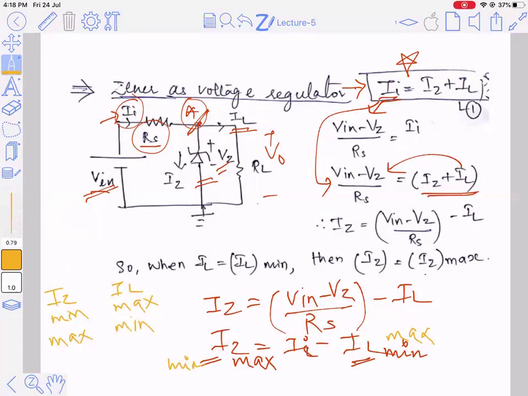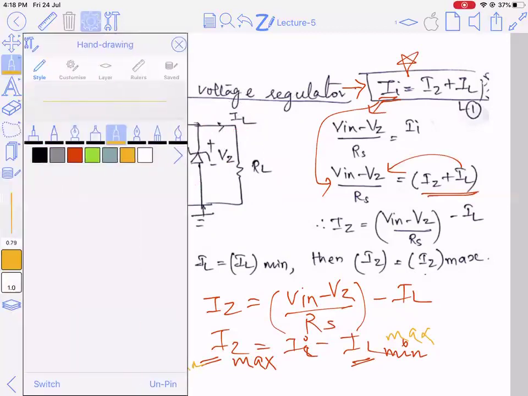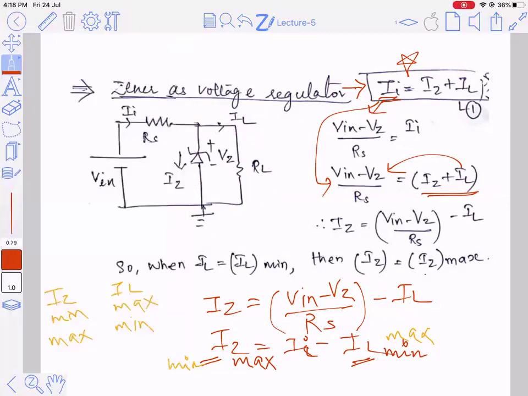So this is just a shortcut kind of thing to remember. Where is this IZ? Where is this IL? IZ is on this branch, and IL is on the other branch. So these two currents, IZ and IL, are always opposing, no? When one is minimum, another is maximum. When one is max, another is minimum. Is this clear?